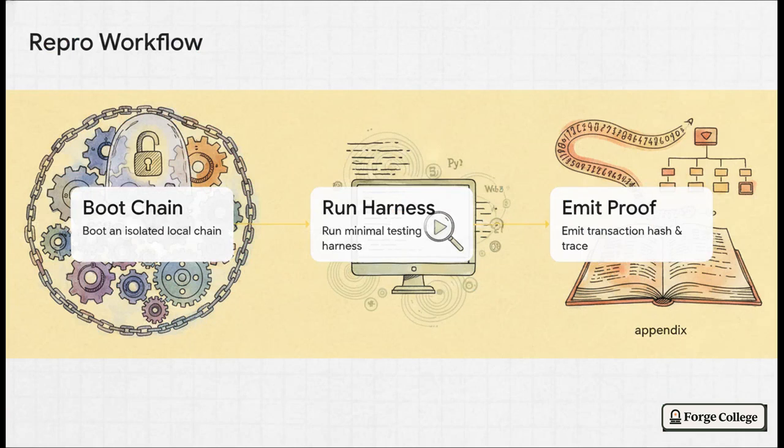In practice, this is a super simple 3-step workflow. Step 1, boot an isolated local chain so you aren't accidentally blowing up production. Step 2, run your minimal testing harness. And step 3, safely spit out undeniable proof. We're talking a transaction hash and a call trace straight into your appendices. It's clean, it's elegant, and it leaves absolutely zero room for argument.